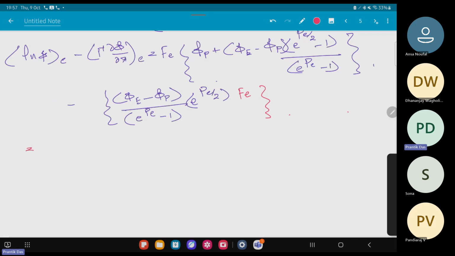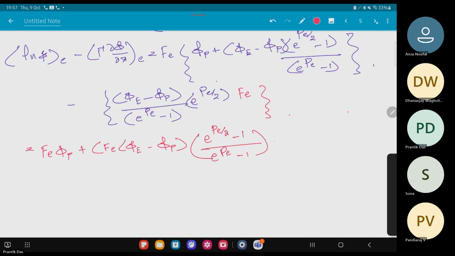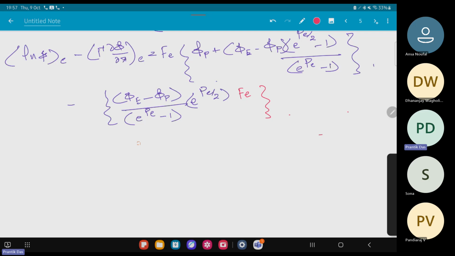So now we can reduce the equation further. So this is Fe phi p plus Fe (phi e minus phi p) times (exponential of Peclet number divided by 2 minus 1) divided by (exponential of Peclet number minus 1) minus the diffusion term phi e minus phi p. That is already done, I don't repeat it. I can simplify it further.